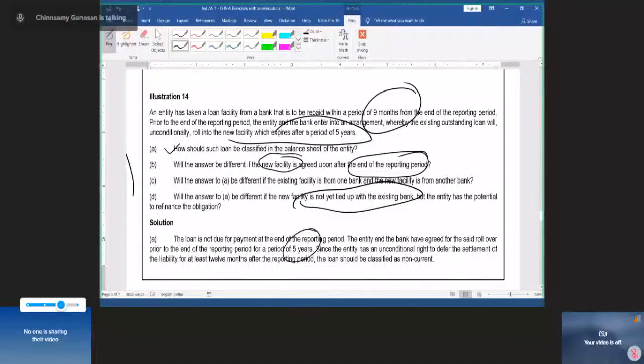In the second case, because it is rescheduled, it becomes a non-current liability. In the third case, it is a current liability. Fourth case also, it's a current liability. Okay. So you are clear on this.